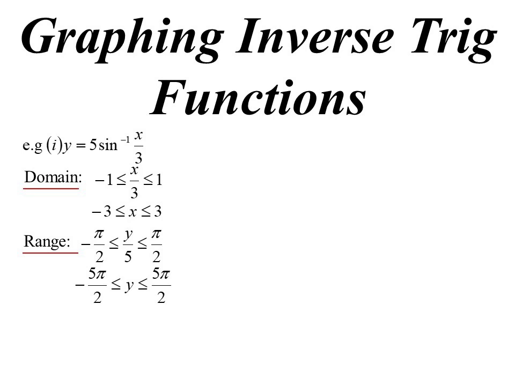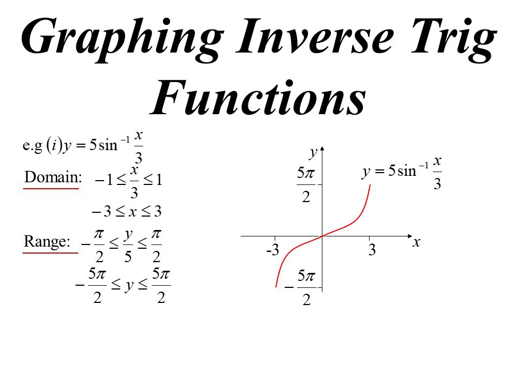Now if it's the only graph that we're drawing, then I can pretty much draw the same graph every single time. I just change the numbers on the axis. So it's identical to the one I drew the other day, but I've now got -3 and 3 on the x-axis instead of -1 and 1. And I've got -5 pi on 2 and 5 pi on 2 instead of -pi on 2 and pi on 2, and then I just draw the basic inverse sine graph in, and there's a picture.